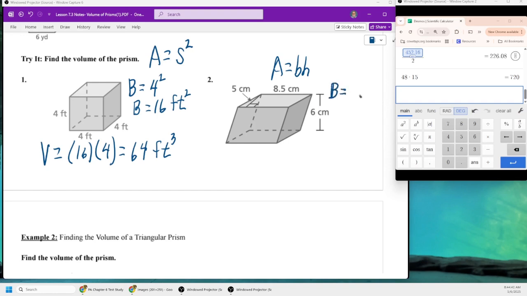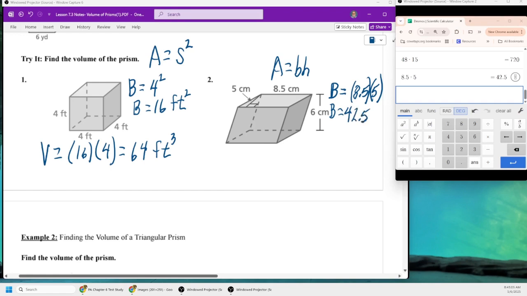All right, so the area of the base of this parallelogram is 8.5 times 5. So that is 42.5. That would be square centimeters. And so then the volume will be the area of the base, which is 42.5, times the height of the prism, which is 6.